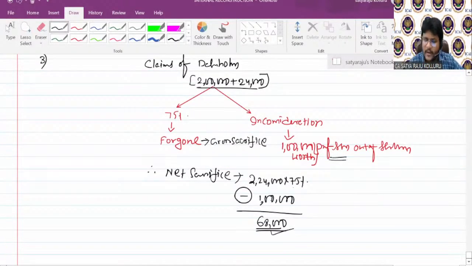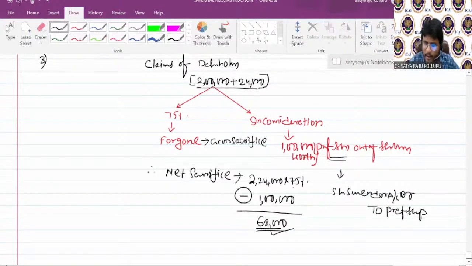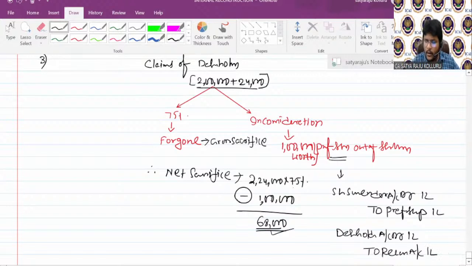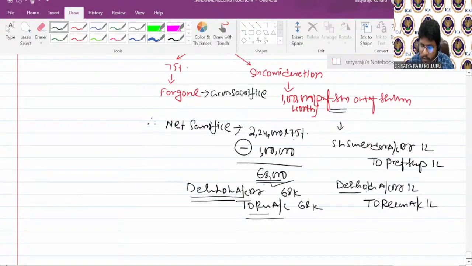Now come to this case. Whenever you are utilizing the share surrender, you need to pass two entries. First entry is share surrender account debit to preference share capital, how much? 1 lakh. To that extent, you need to debit the debenture holders account, right? Debenture holders account debit 1 lakh to reconstruction account also 1 lakh. Now for the real sacrifice, the entry is debenture holders account debit to reconstruction account. Here also the entry is the same, so you can club the total amount as well: debenture holders account debit to reconstruction account, total 1,68,000.